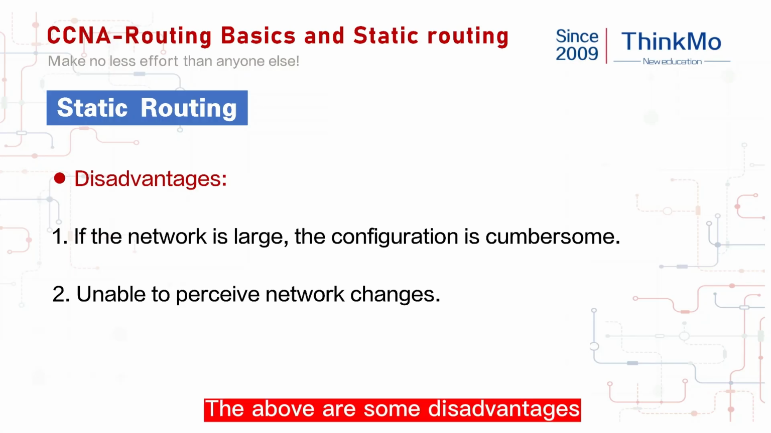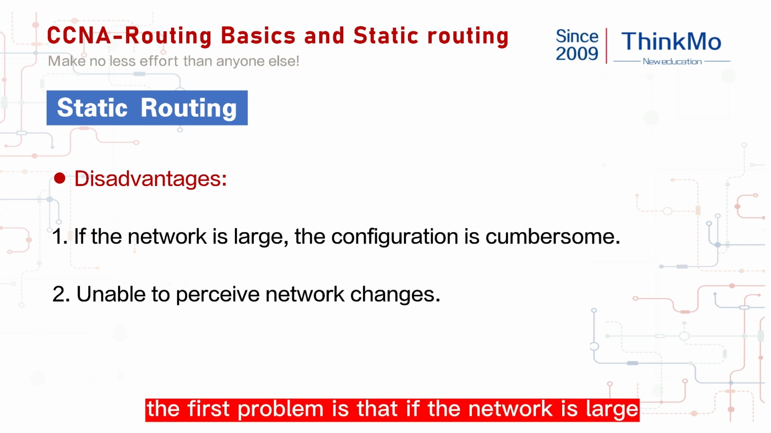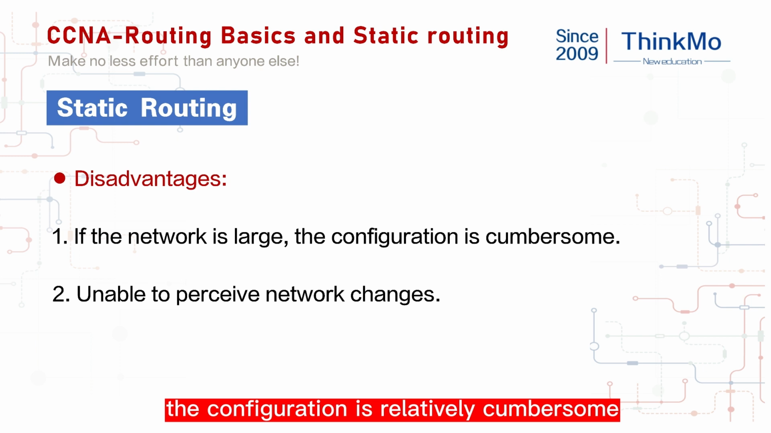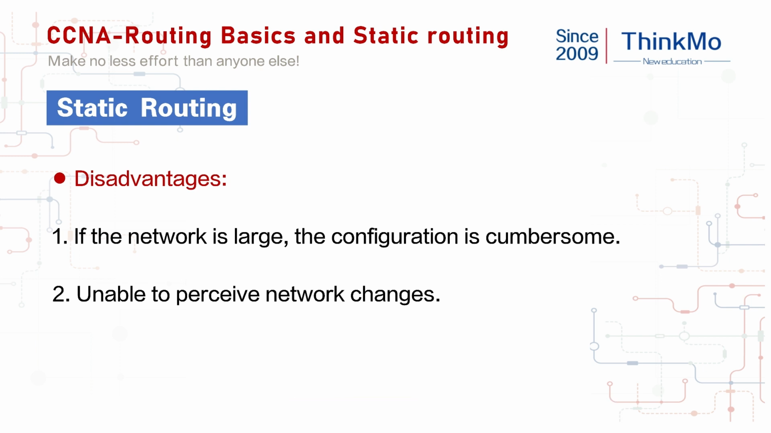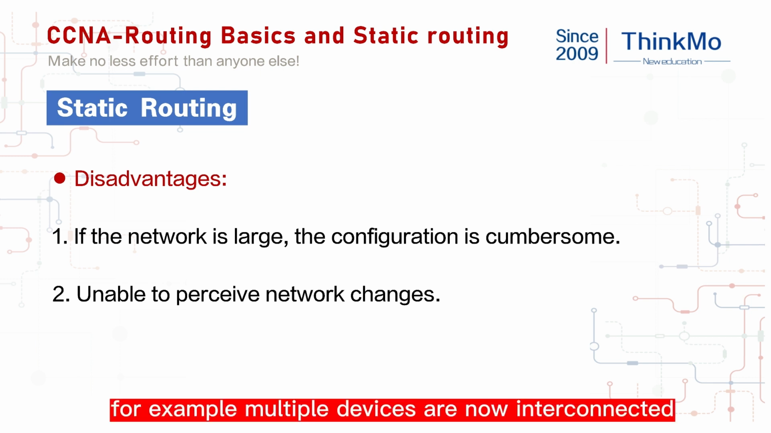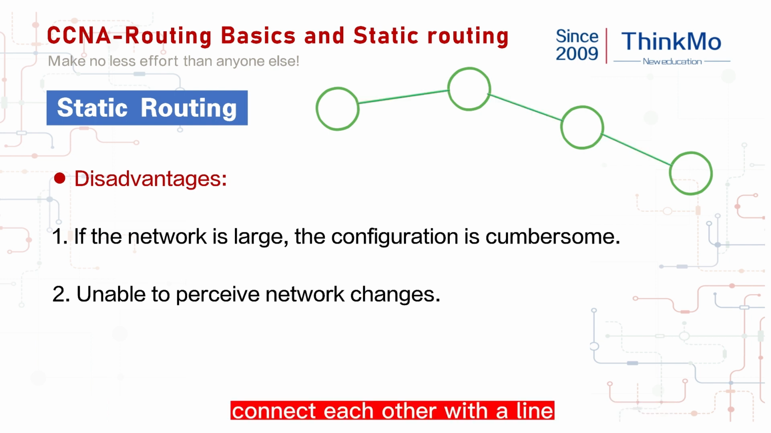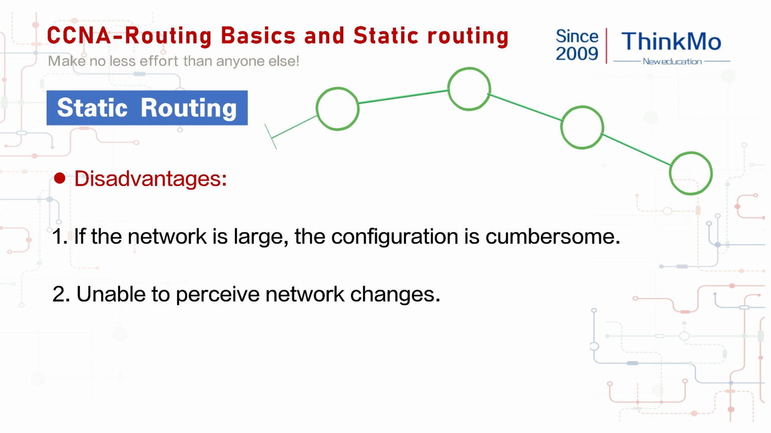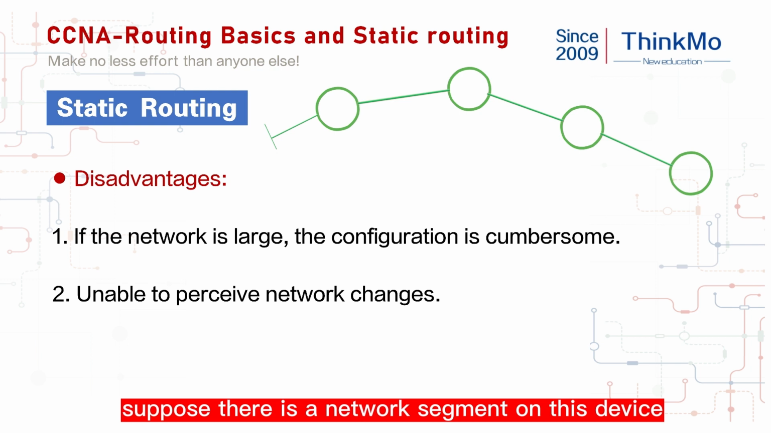The above are some disadvantages of the static routing we mentioned. The first problem is that if the network is large, the configuration is relatively cumbersome. Another problem is static routing is a very dumb routing, because static routing is impossible to perceive the overall network changes. For example, multiple devices are now interconnected, connected to each other with a line. Now pointing one by one statically. Suppose there is a network segment on this device.